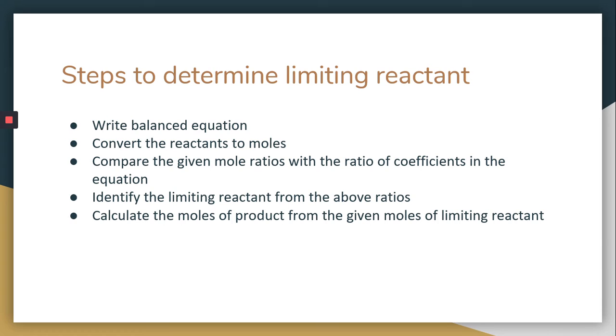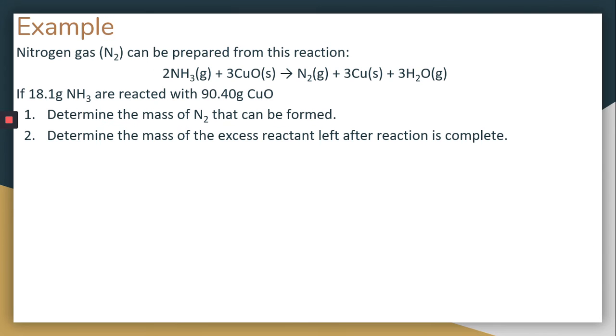Then you can use your limiting reactant to continue solving any of the other questions that might be associated with that problem. All right, so here's our example. We have 18.1 grams of NH3 reacting with 90.4 grams of copper(II) oxide. Notice we have information about ammonia and about copper(II) oxide, so we have 2 givens with reactants. That's a limiting reactant problem. That's how you know it's one.